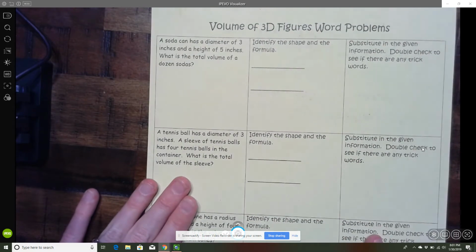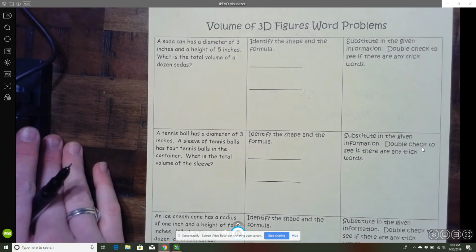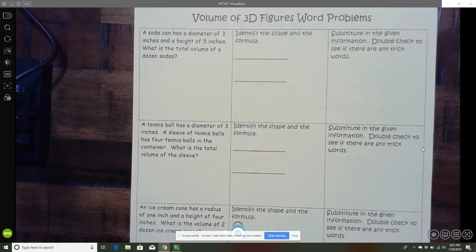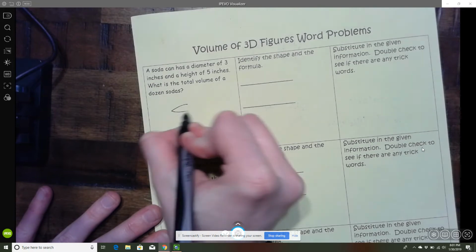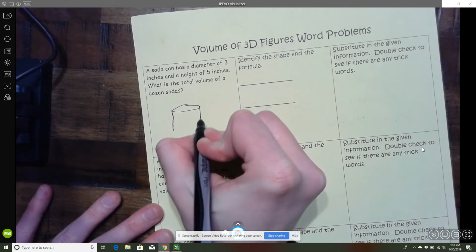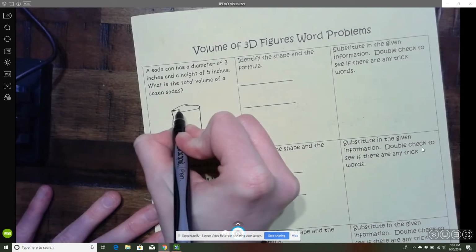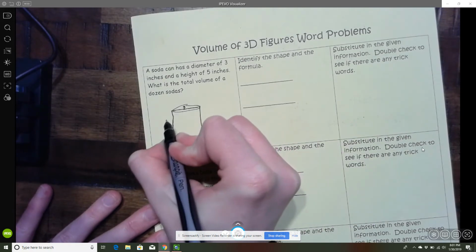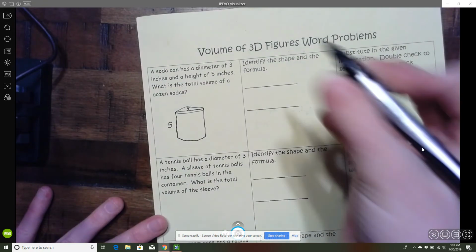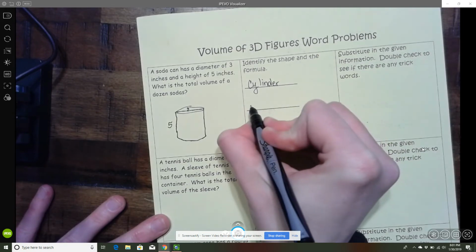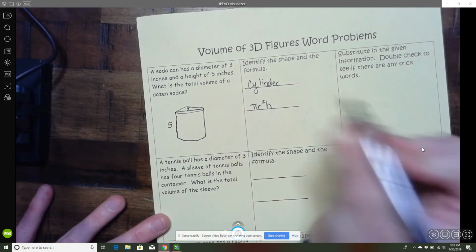So these are 3D shapes, but these are coming from word problems. So the first one says a soda can has a diameter of 3 inches and a height of 5 inches. What is the total volume of a dozen sodas? So a soda can is shaped like a cylinder, and it says it's got a diameter of 3, and then it's got a height of 5. So I've got a cylinder, and the formula is pi r squared h.